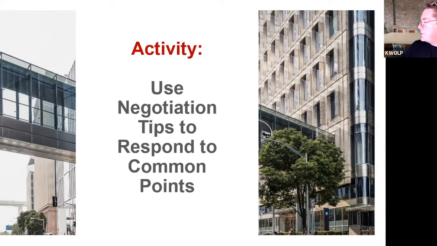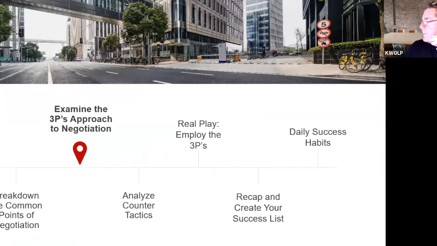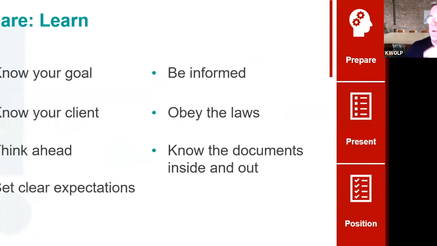Okay, so using negotiating tips to respond to common points. We're going to talk about the 3 Ps here, and that's kind of what we've already done on the different types of Ps. The first one is prepare. Preparing is learning everything that you need to know about the other side as much as possible so that you can use all that in your negotiations to sell the benefits to whichever side you're actually working on at that time. Even though you might be representing the buyer, you're still selling the seller on the benefits of your offer.